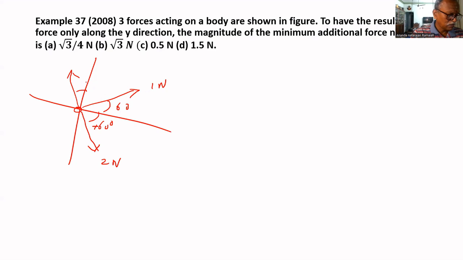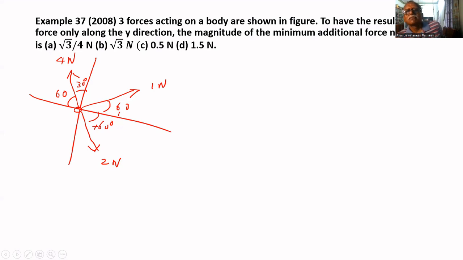This is given as 30 degrees. Here, 4 Newton. This is 30, which means this is 60. This is 60.